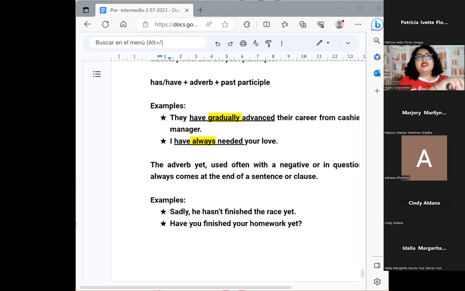The next topic is kind of a review because we are going to talk about a tense that is one of the basic tenses that we learn when we are talking about English and the process of acquiring the language. So we are going to see some details that we already know about this tense, but we are going to continue.